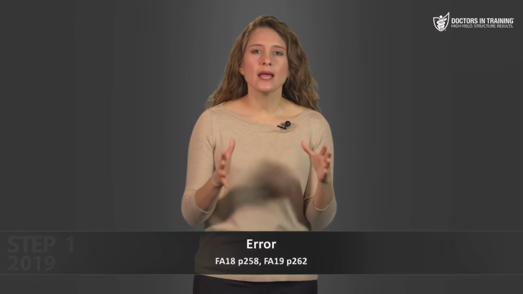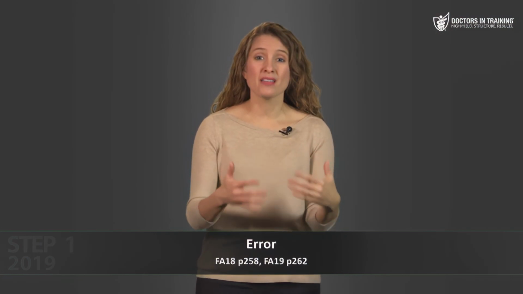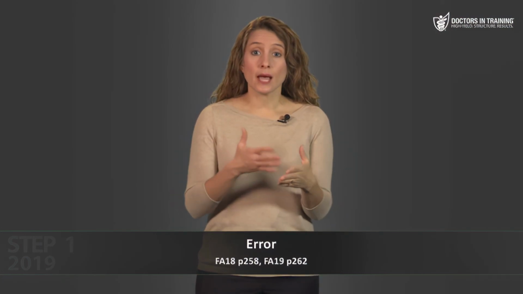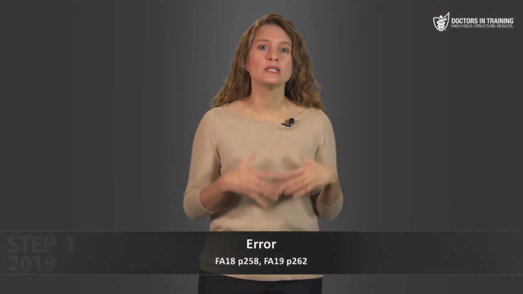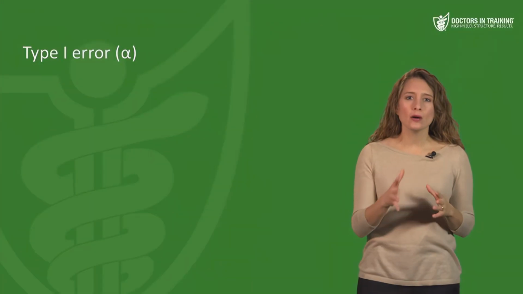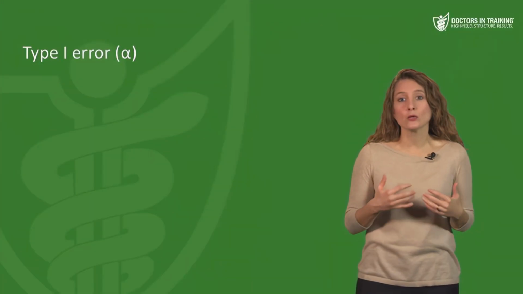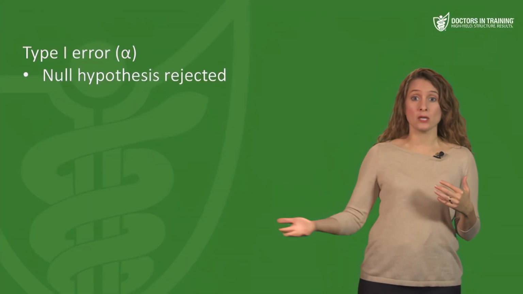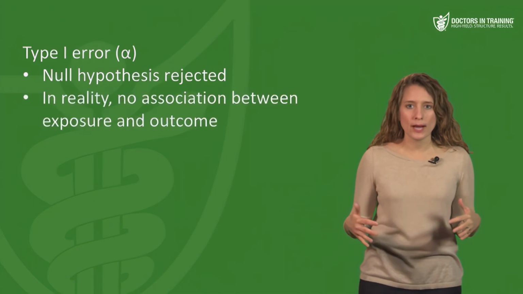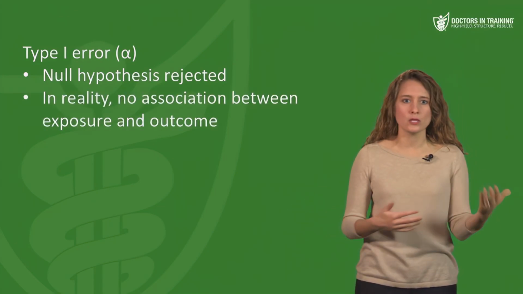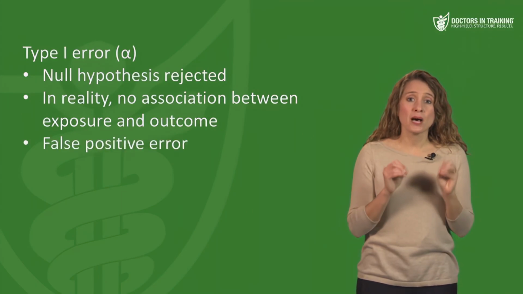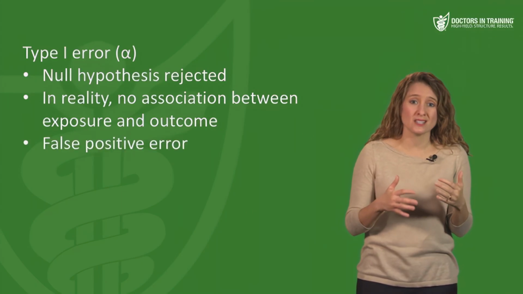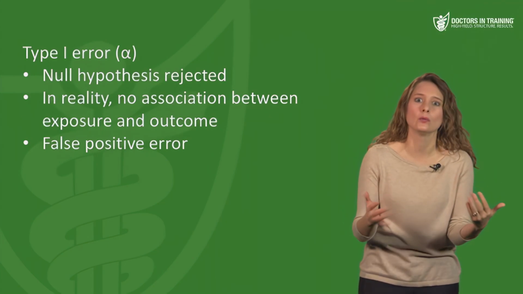Now, let's discuss error types that are associated with hypothesis testing. We'll be discussing type 1 error, also known as alpha error, and type 2 error, also known as beta error. Type 1 error occurs when the investigator rejects the null hypothesis and accepts the alternative hypothesis, when in reality there is no association between the exposure and the outcome. So it might help you to think of this as a false positive error, because the investigator said there was an association when there really wasn't.